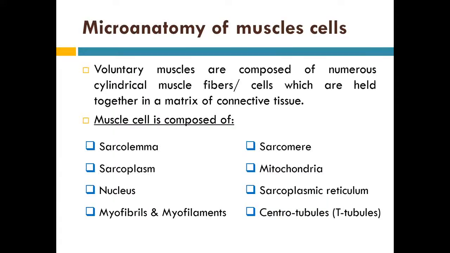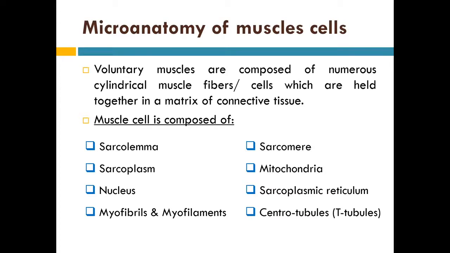At the same time, we will see a video to make things more clear, and also we will discuss some important topics which are very common nowadays and also very much used in robotics, that is the Spurt muscles and Shunt muscles. So let's start. The microanatomy of the muscle cells.